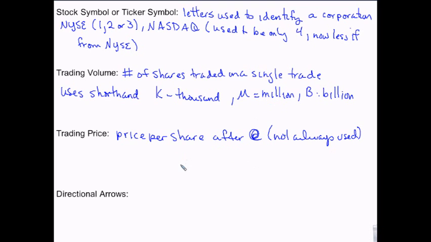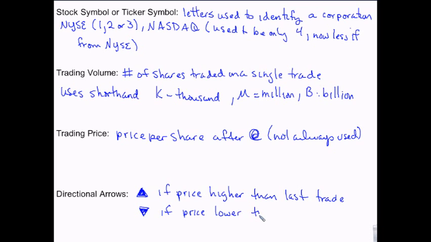And then the directional arrows. You have an arrow going up if the price was higher than the last trade. And then you have an arrow going down if the price was lower. And then that is followed by the difference.